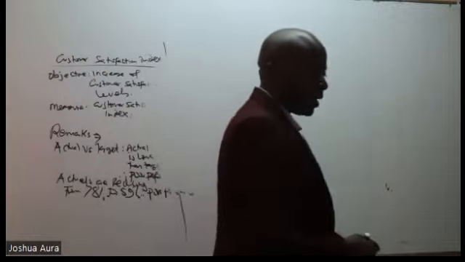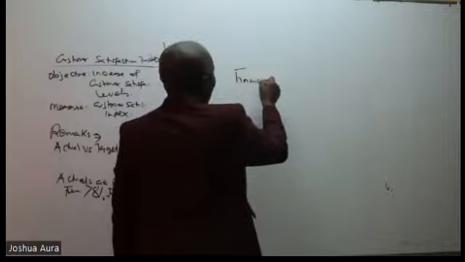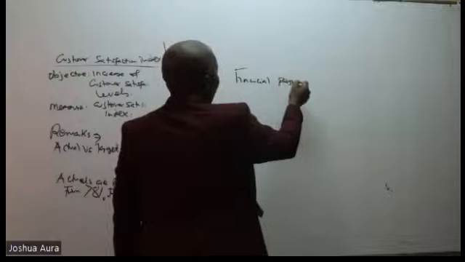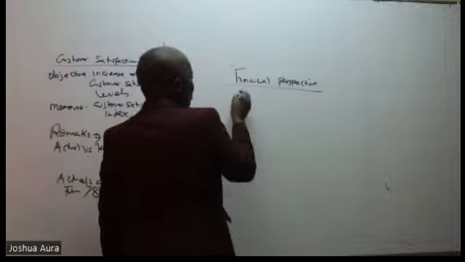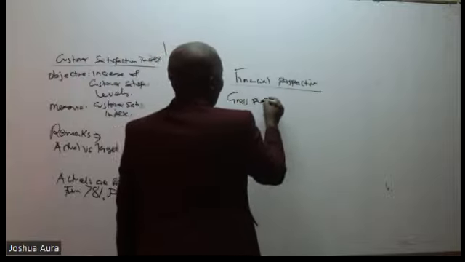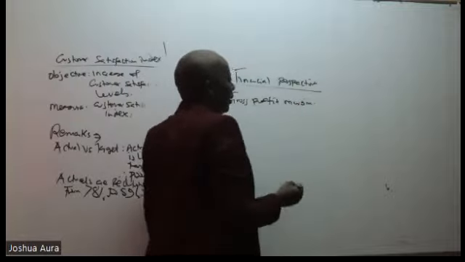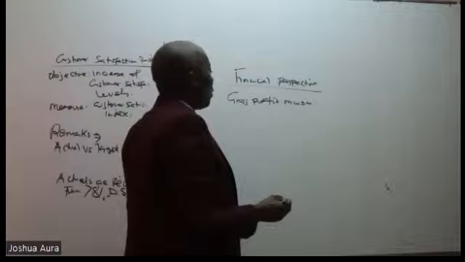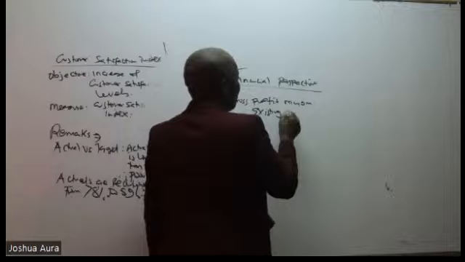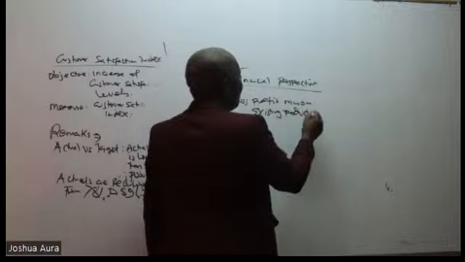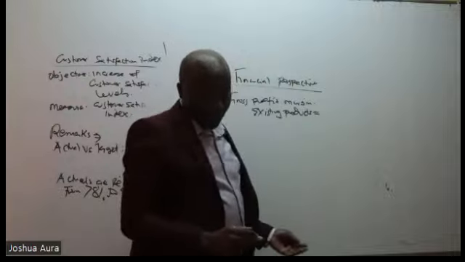So we have the financial perspective. So we use here the gross profit margin. Right? So in this case, I look at the gross profit of the existing products. How do we get a gross profit? You will simply take the sales minus the production cost.